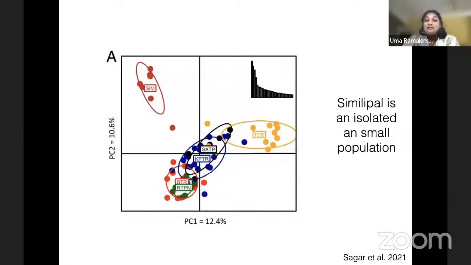So basically that implicates drift, right? That somehow in Simlipal, this mutation has reached high frequencies by chance. An alternative hypothesis is selection, and I'll come to that in a bit. But when we looked at population structure, or how differentiated Simlipal is from other populations, we saw that it is indeed, quote unquote, genetically isolated. These are other populations in central India: Tadoba, Satpura, Kanha, etc.